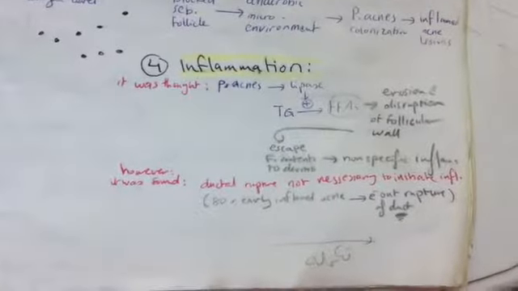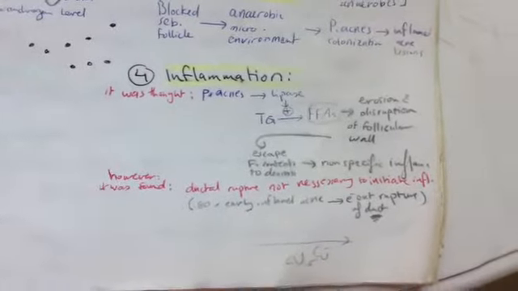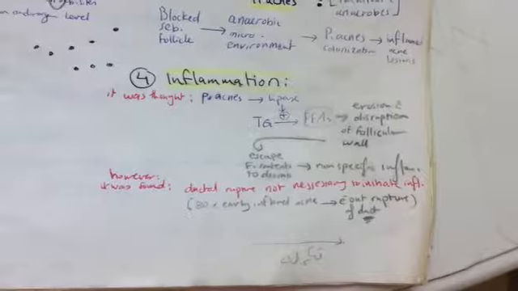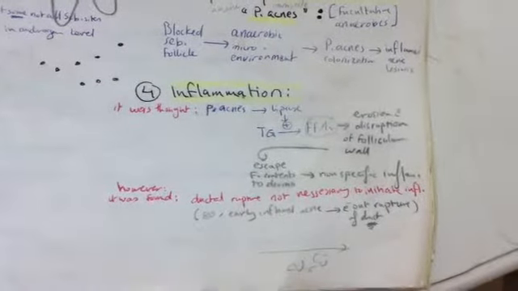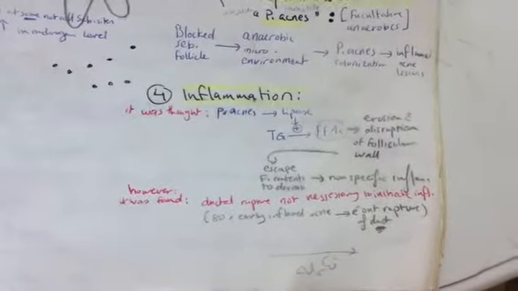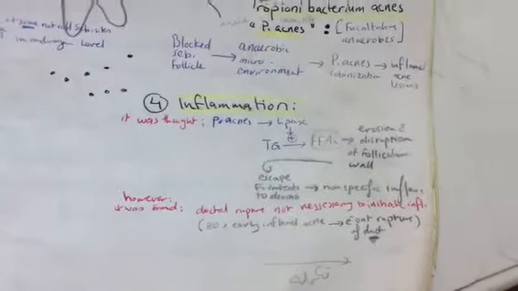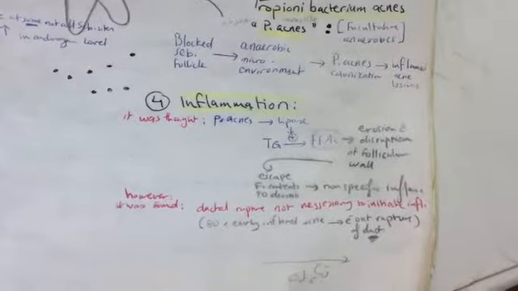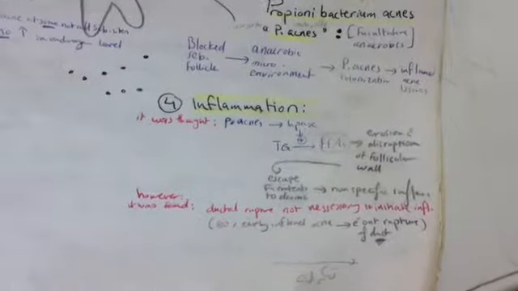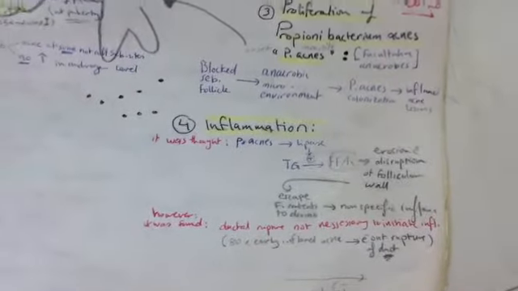The fourth factor is inflammation. It was thought that Propionibacterium acnes secrete lipase that converts triglyceride to free fatty acid, leading to erosion and disruption of the follicular wall, and escape of follicular contents to the dermis, leading to non-specific inflammation. However, it was found that ductal rupture is not necessary to initiate inflammation. 80% of early inflamed acne occurs without rupture of the duct.